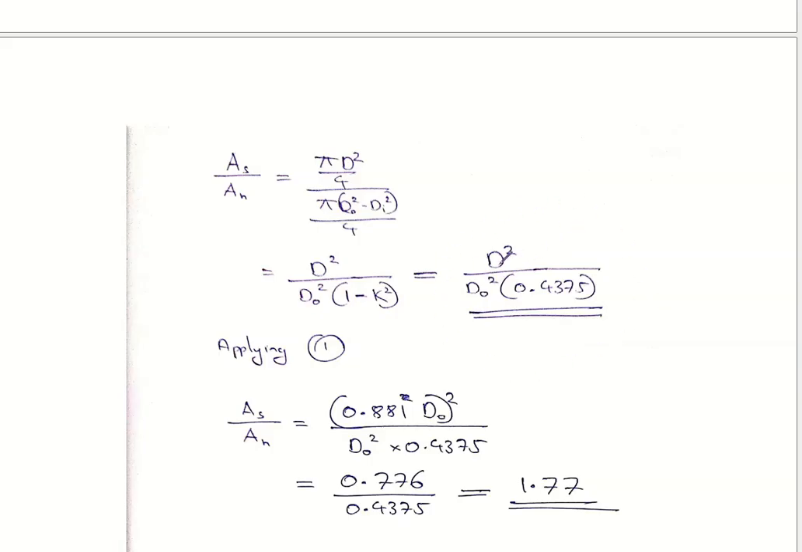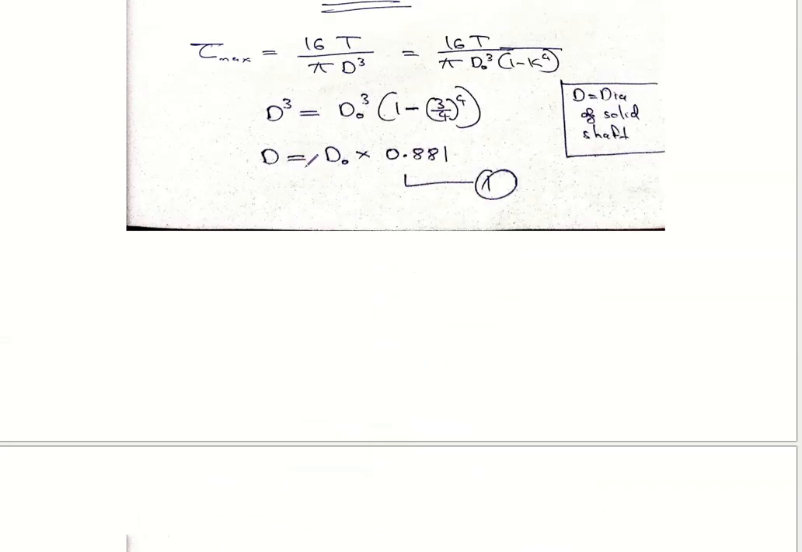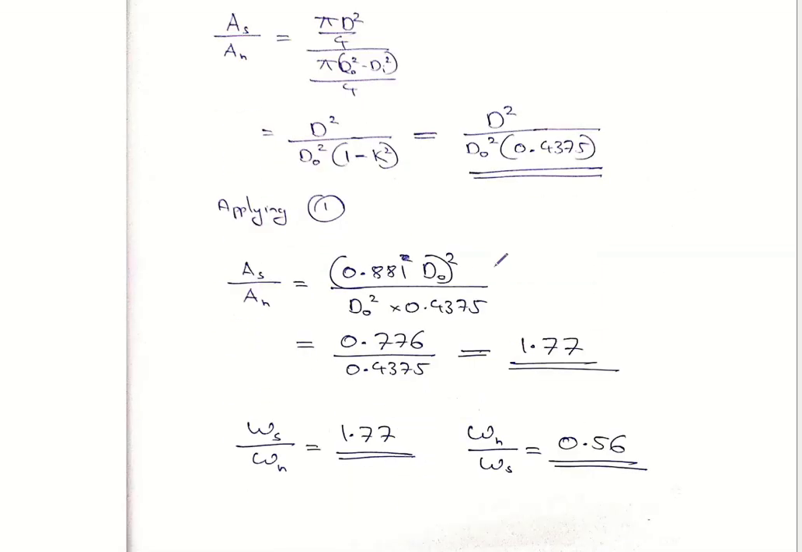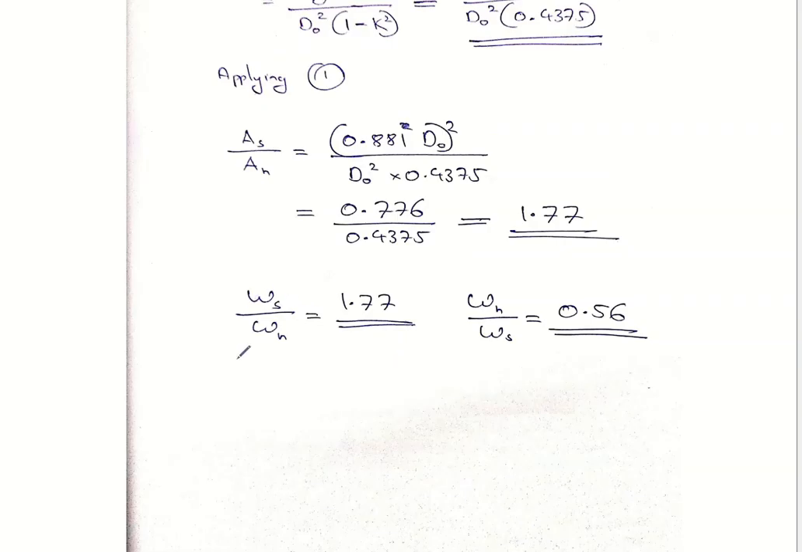Now we have already established d equal to Do into 0.881. So that we can substitute here. Instead of d, I can substitute 0.881 Do, the whole square. Then solving it, we get the value as solid shaft area to hollow shaft area equal to 1.77. That is, the weight ratio of solid to hollow is 1.77. You can take the reciprocal, that is, hollow to solid shaft is 0.56.